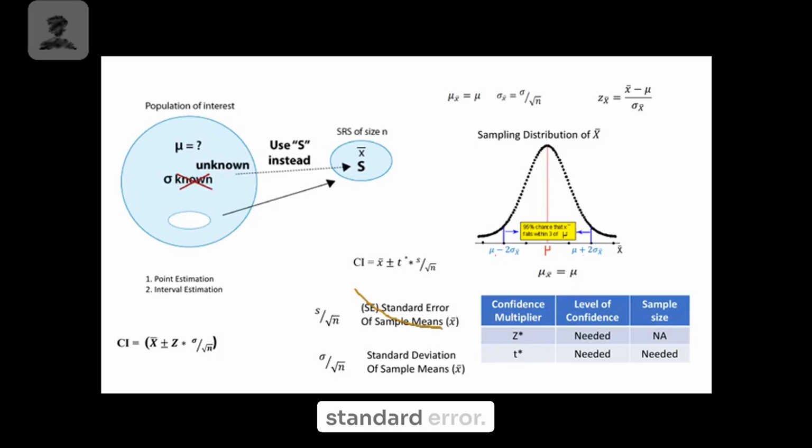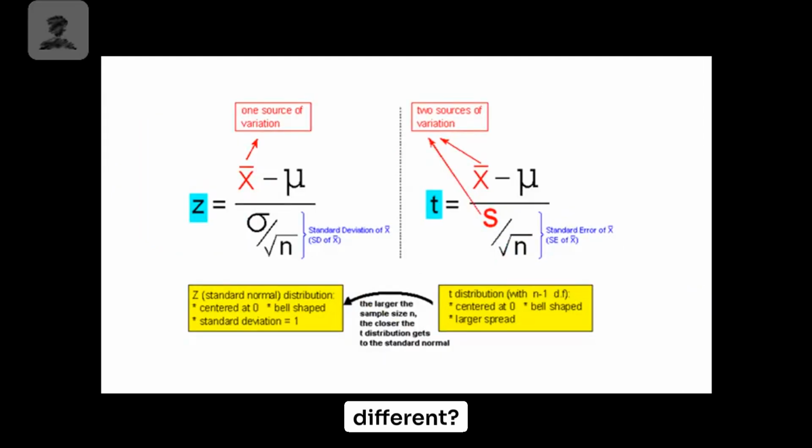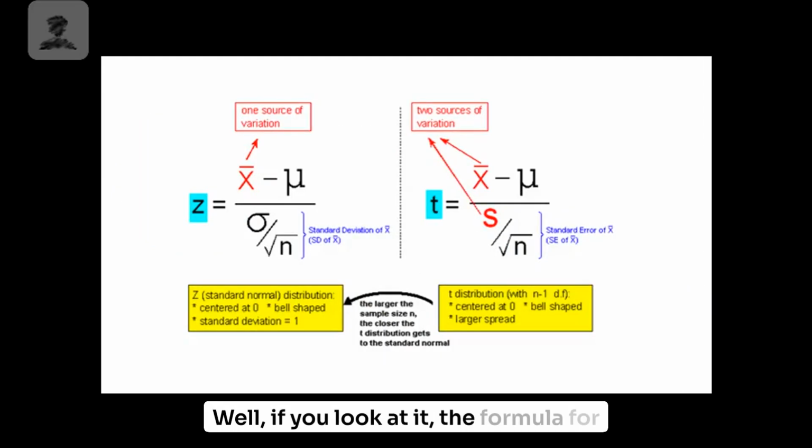It's actually called standard error. So how are the t and z distributions different? Well, if you look at it, the formula for calculating z is x bar, which is your sample value, minus the known population value, right? Or the population value they think you have information about, divided by sigma over square root of n.